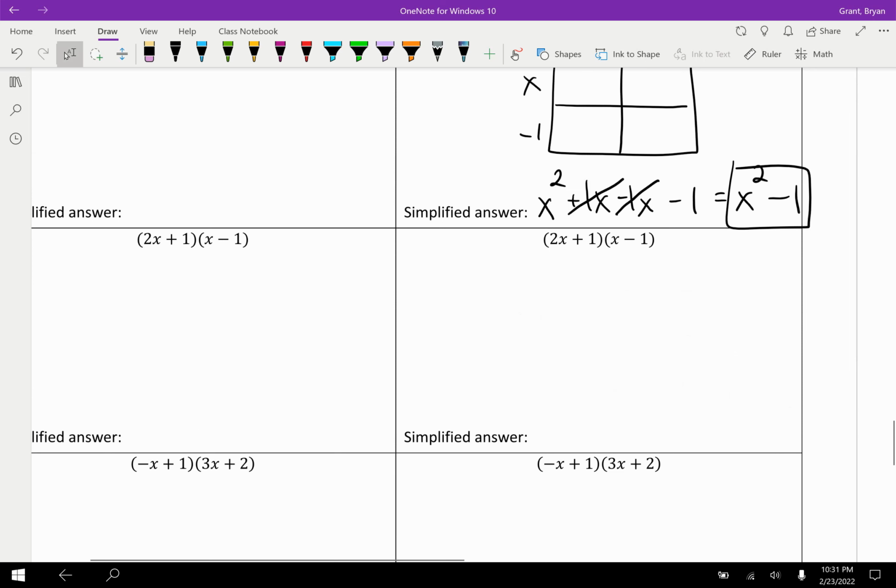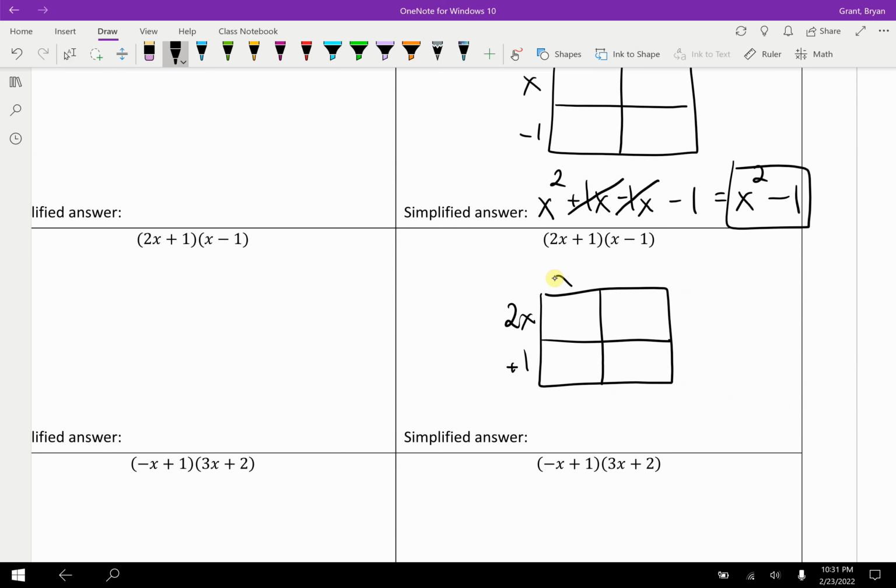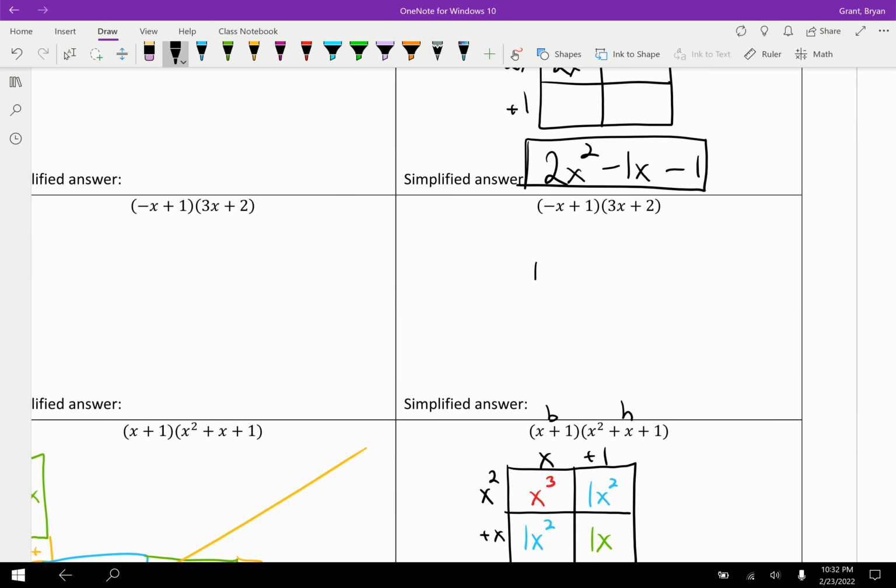Our next one, another 2 by 2 box. A lot of ours will be 2 by 2s. We need a lot of practice in here. 2x plus 1, x minus 1. This will give us 2x squared. When you combine your like terms, you're going to get negative 1x, or just negative x, and then minus 1 at the end.